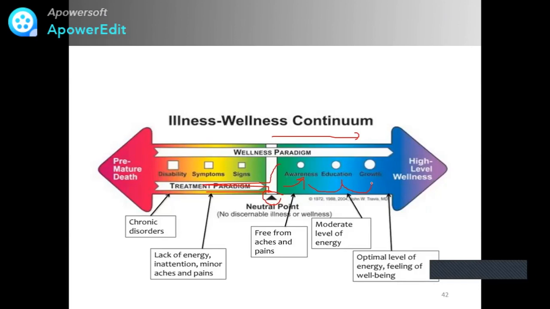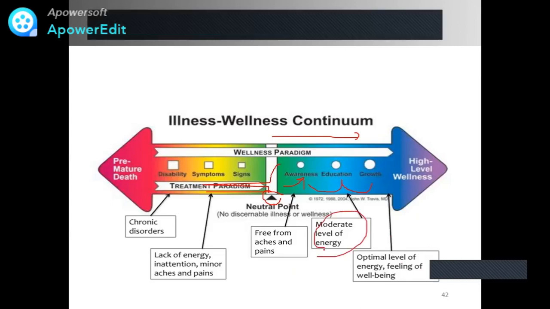At the awareness level, individuals enjoy being free from aches or pain. At the education level, individuals enjoy a moderate level of energy. Then an optimal level of energy and feeling of well-being are presented at the maximum level. Optimum level of energy, feeling of well-being at this point.